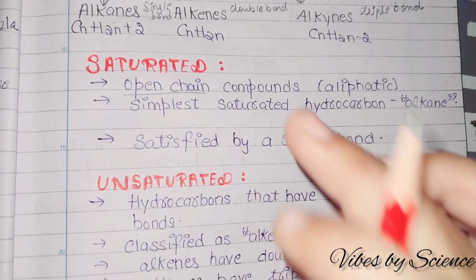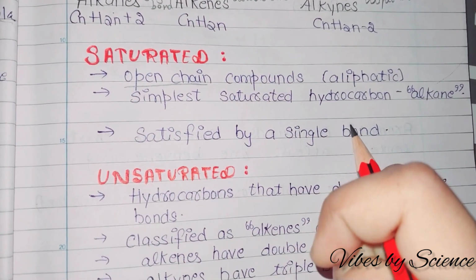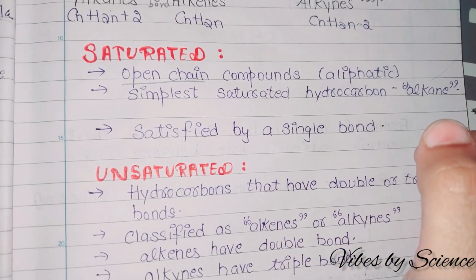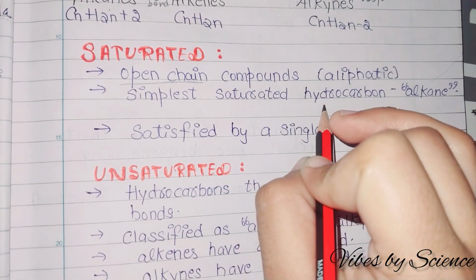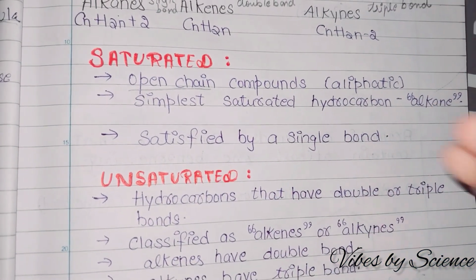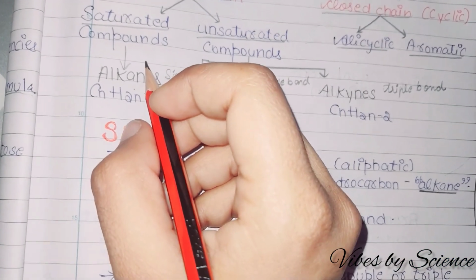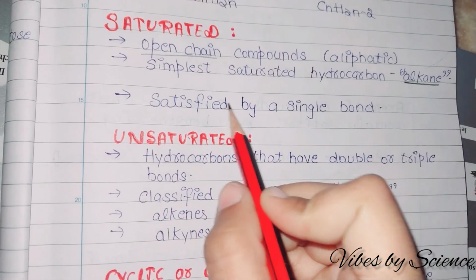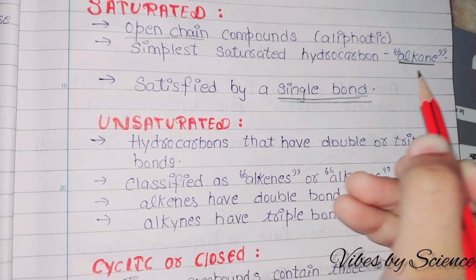No, it can be branched, but it must not be in form of a cyclic process. Then it would be considered as unsaturated. This is like the simplest saturated carbon, alkane. Simple saturated carbon is alkane, as we did here also. So this is satisfied by only single bond, means there is no need of double bond.